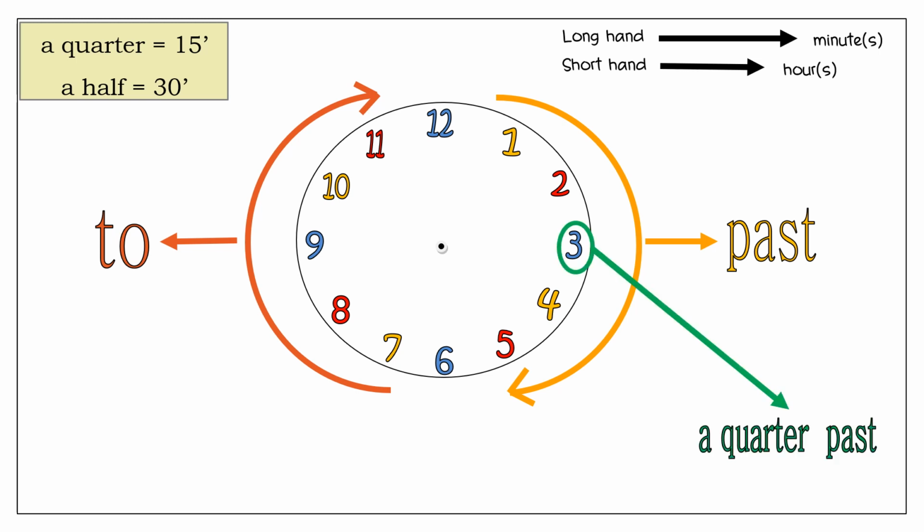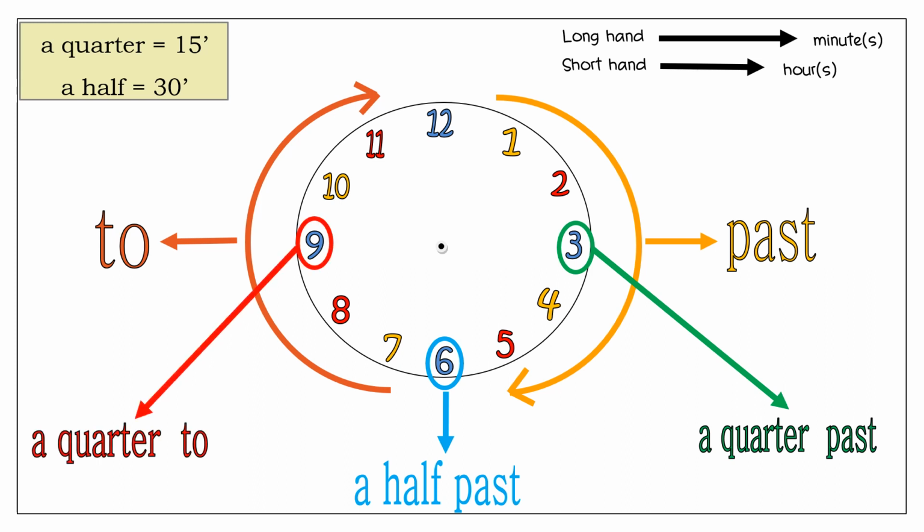When it is 15 minutes past the hour, normally we say a quarter past. When it is 30 minutes past the hour, we say a half past. And when it is 15 minutes before the hour, we say a quarter to. And when there are no minutes, we use o'clock.